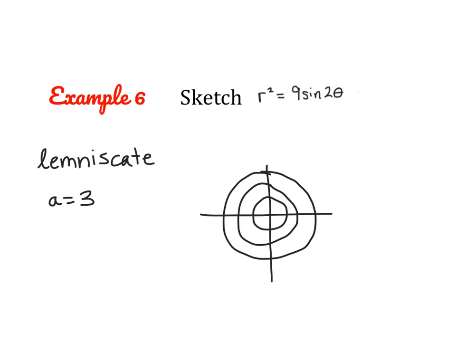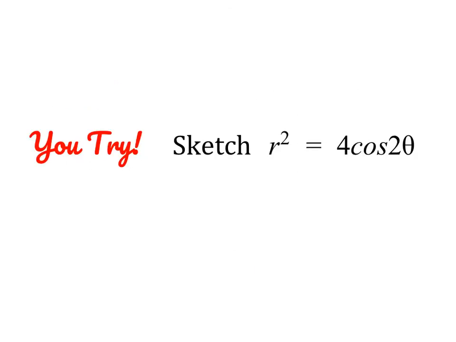And you just have to remember that the lemniscate for the sine equation is going to fall in quadrant 1 and in quadrant 3. This is the only one that breaks that rule for symmetry, but this is exactly what it looks like. And remember, the length from here to here should match your a value. All right, last problem. Go ahead and pause the video and give this one a try.